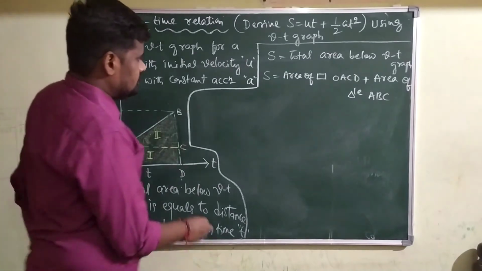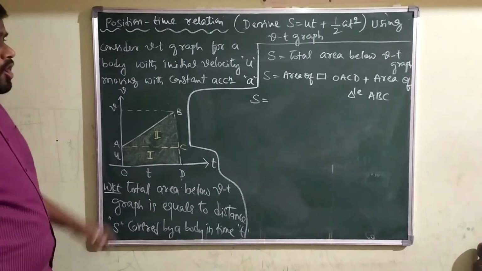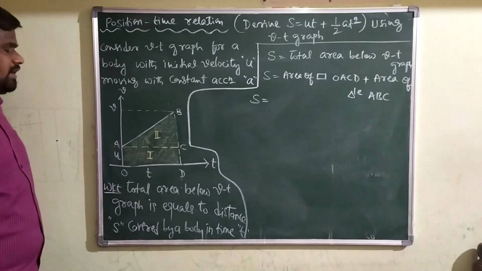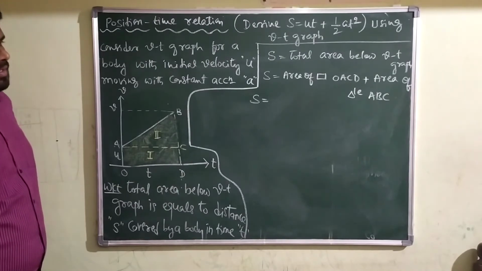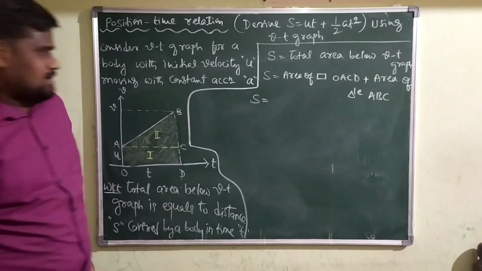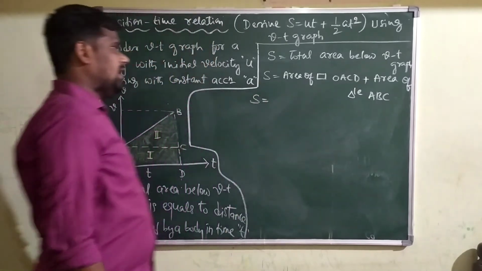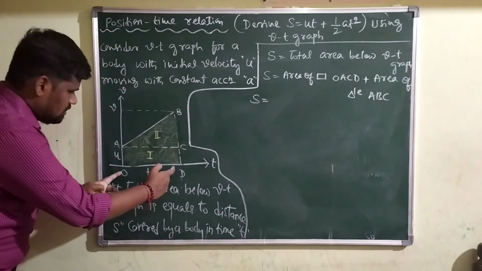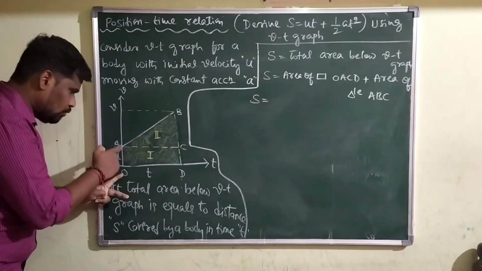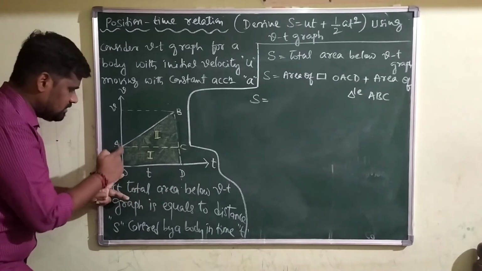Next, continue. Further, S is equal to the area of rectangle, which is length into breadth, and the area of triangle is half into base into height. Okay? Which is the length here? OD is the length and OA is the breadth.